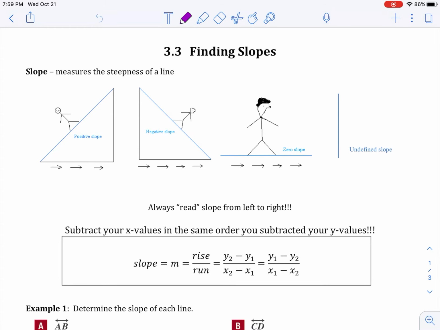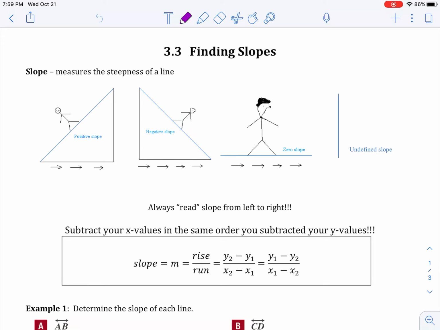All right, we're still in chapter 3. However, we're going to revisit slope. I say revisit because slope is a concept that you learned in algebra. So we're going to do this in geometry also in our chapter 3 here. So let's remind ourselves about a few things about slope.